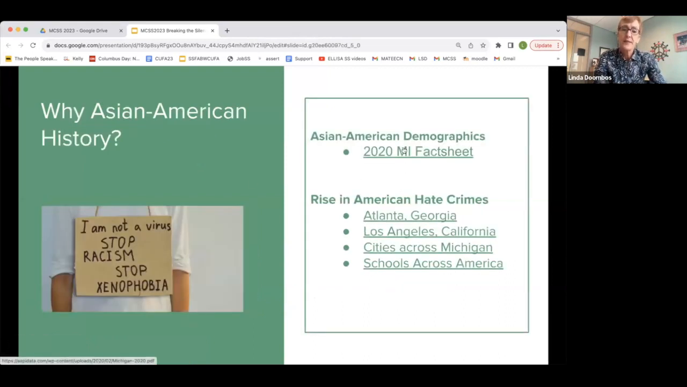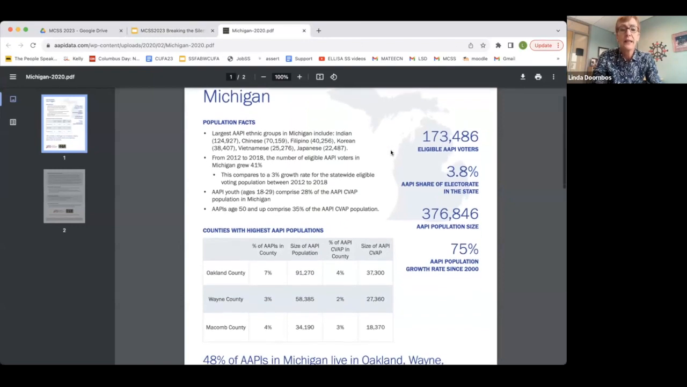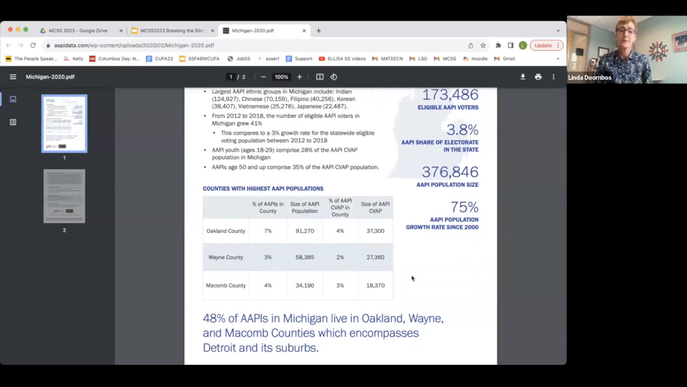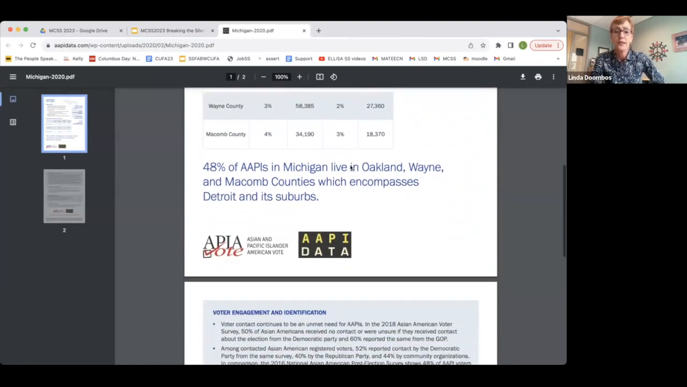And it's fascinating to me that we don't spend more time thinking about this history in our classrooms, because Southeast Michigan has quite a large population of Asian Americans. And I just wanted to show you this fact sheet from 2020 that shows the breakdown of the ethnic groups out of Oakland County and Wayne County and Macomb, where 48% of the AAPIs in Michigan live in these three counties. And it is the fastest growing ethnic population in Michigan and actually across the United States.